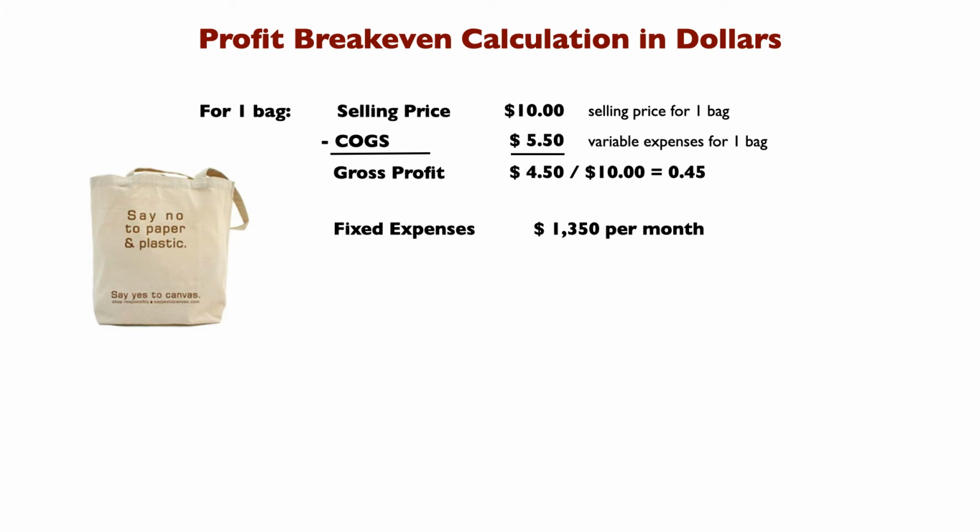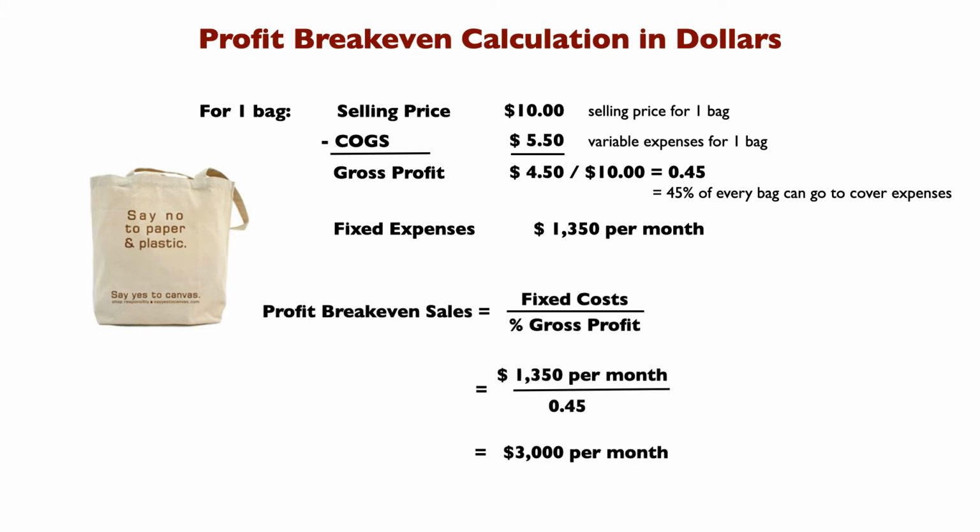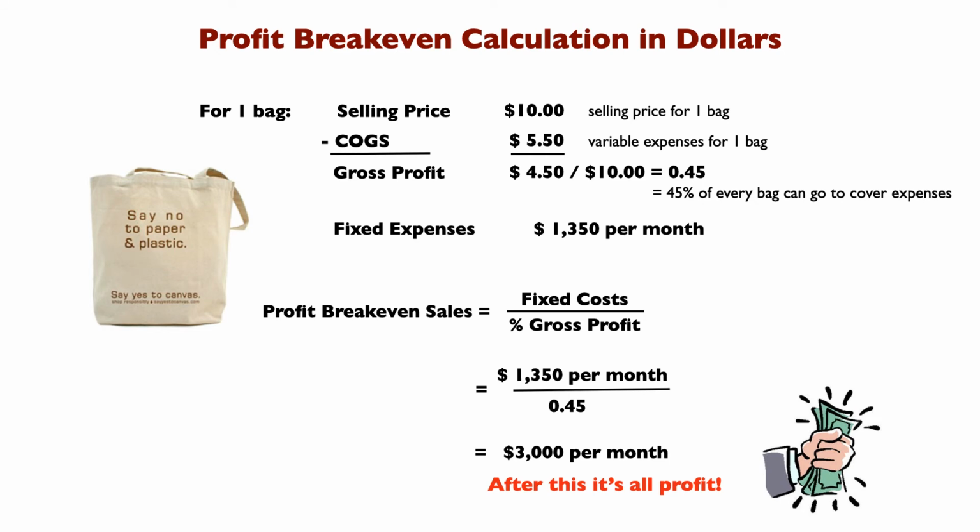So for our example, it's the same numbers here. Gross profit is still $4.50, but now we divide that by the sale price and we find 45%. This means that 45% of every bag we sell can go to cover our expenses. If we run through our break-even calculation by using this formula, as we said, we find that we need to sell $3,000 worth of bags per month. And of course, we can just simply say at $10 a bag, that's 300 bags, but this calculates it in dollars. After we crack $3,000 a month, after that, it's all profit.